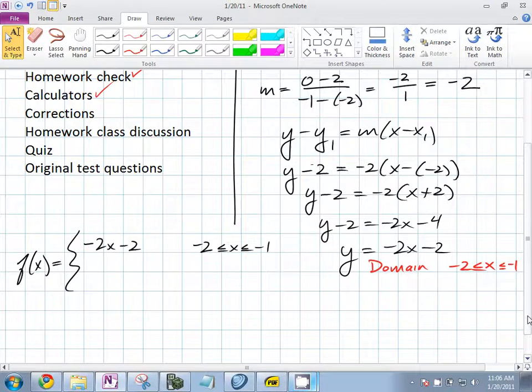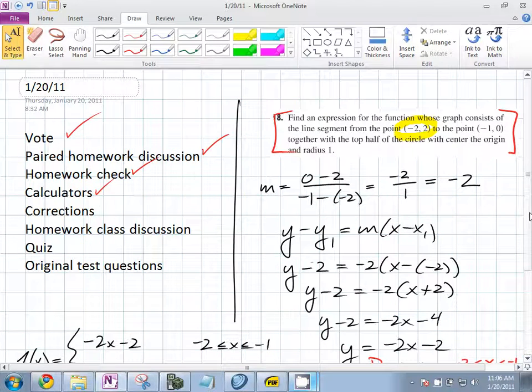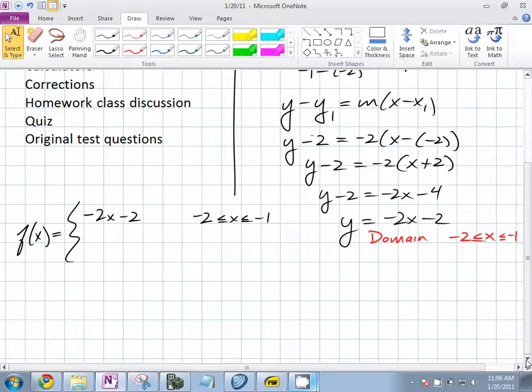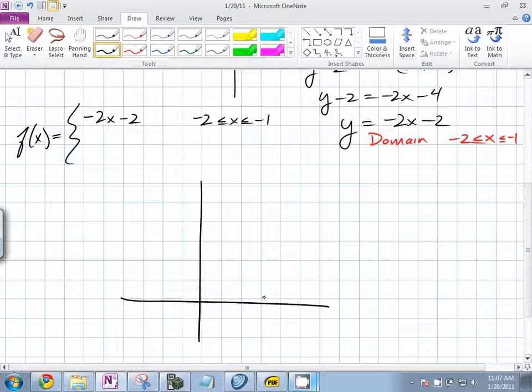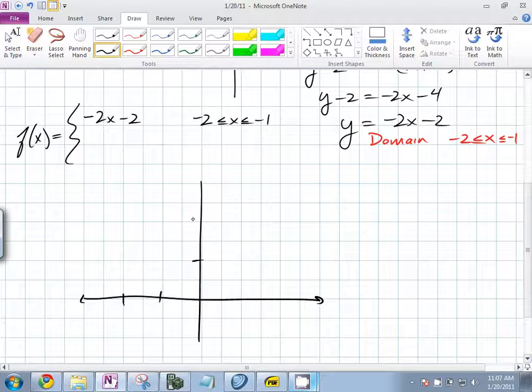But now what's the second segment? Did you draw this? The top half of the circle with center at the origin and radius 1. Did you draw this at least? If you ever get lost, draw a picture. So you have the points negative 2, 2, and negative 1, 0. This is the first segment we just did right there. The top half of the circle with center at the origin and radius 1 is going to look like this.